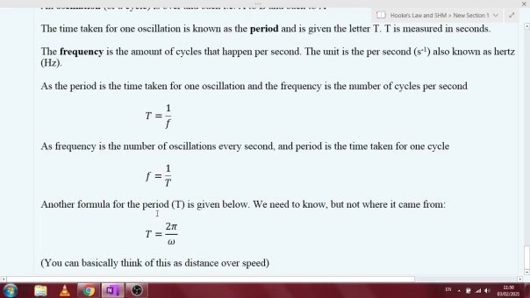There's a couple more formulas for the period though. So another one is given here. We don't need to know where it came from, but we do need to know it. So the period is 2 pi over omega. So that's omega appearing again, and this is a common formula you need to use in your calculation questions. You can kind of think of this as distance over speed. So it's kind of 2 pi as the distance that you cover, omega the time it takes to cover it.